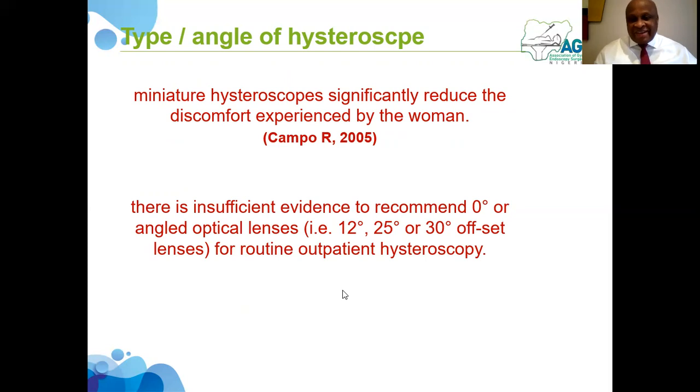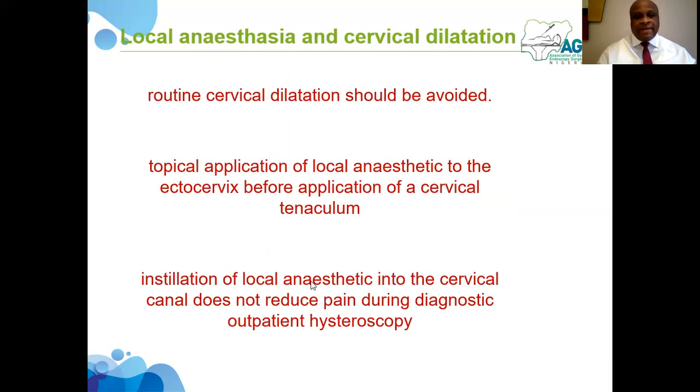Now, whether you use a 0-degree hysteroscope or an angled hysteroscope doesn't seem to matter much. Dilating the cervix definitely is to be avoided, because if you're using a small caliber hysteroscope, there's usually no need to dilate. However, if you perform a procedure in outpatient, including morcellation of fibroids, then there's sometimes a need to dilate the cervix. Should you need to do that, then it is advised that you apply local anesthetic to the anterior lip of the cervix before applying your tenaculum.